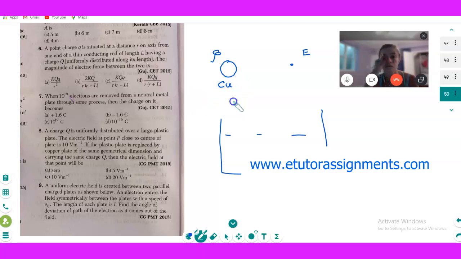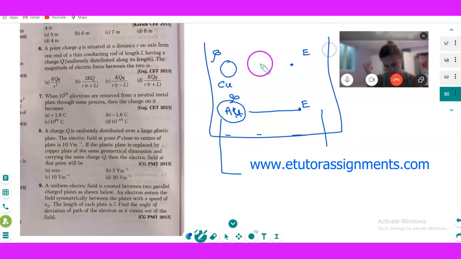Gold, what is the formula of gold? Please tell me. Au. Good, you are good in chemistry. Au. Same distance, E. What will it be? It will remain same if the charge is same or different? Same. It doesn't depend on these metals. It depends on the medium. Which medium? This medium. Is it understood? If it's in air or water.